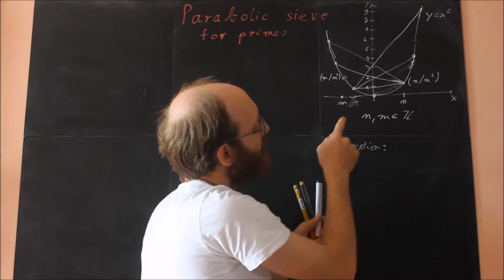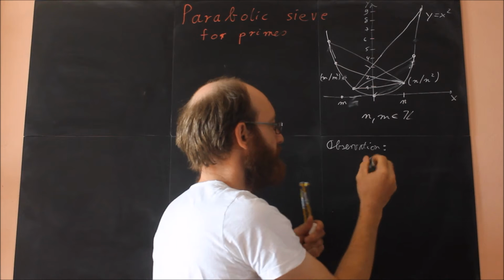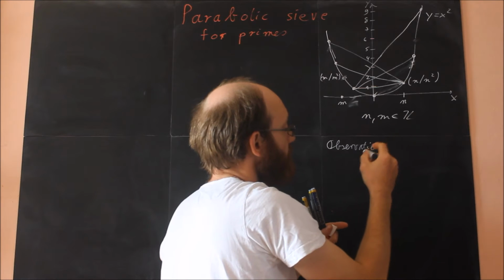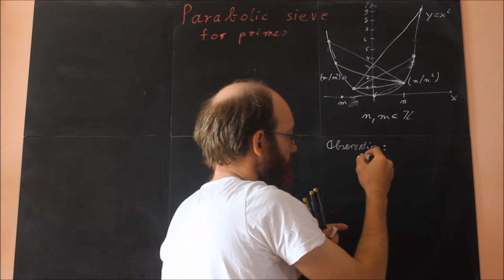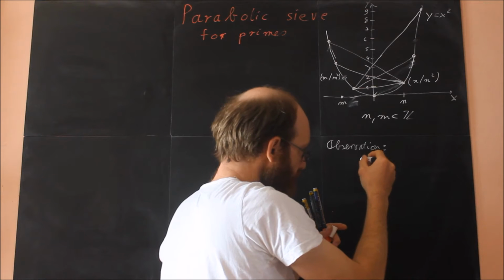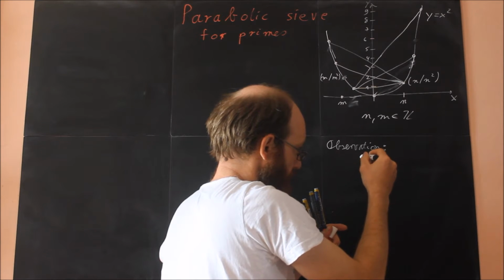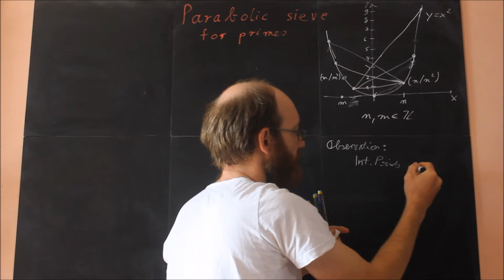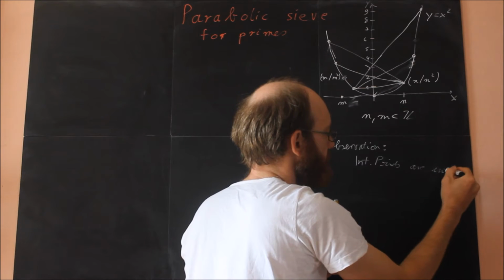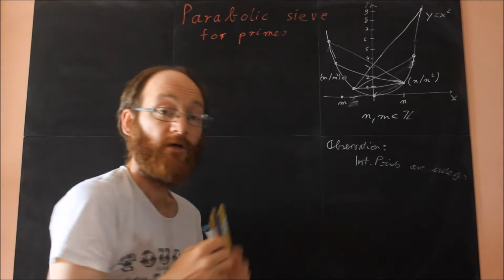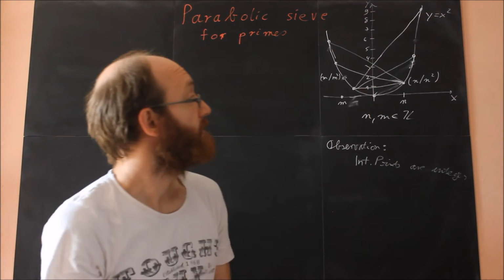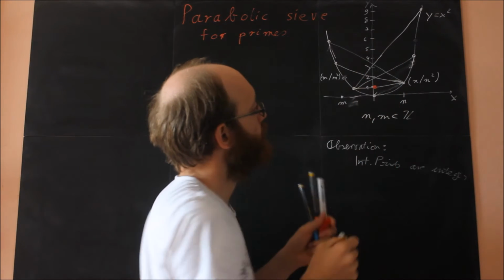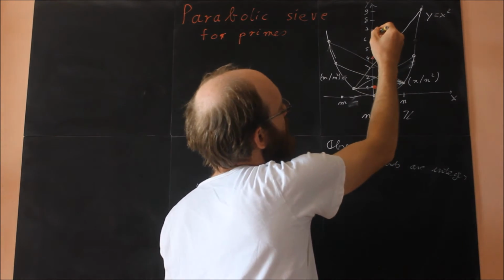Okay, we can make a first observation that the intersection points are also integers. And the question is, what kind of integers do we get here if we connect them? And which ones do we not get?